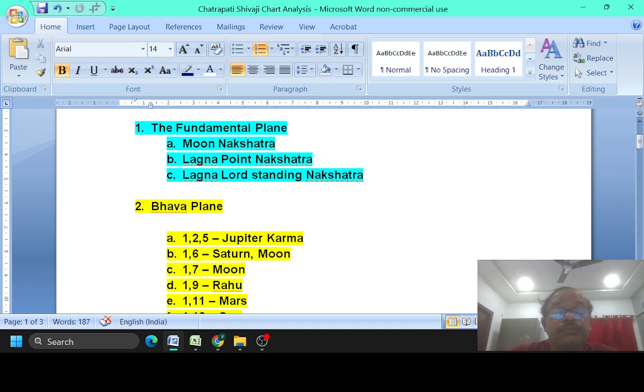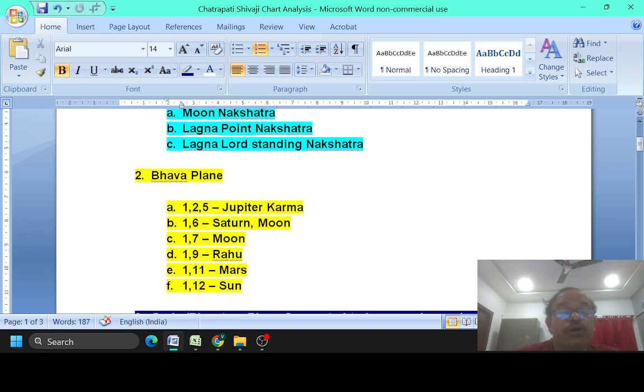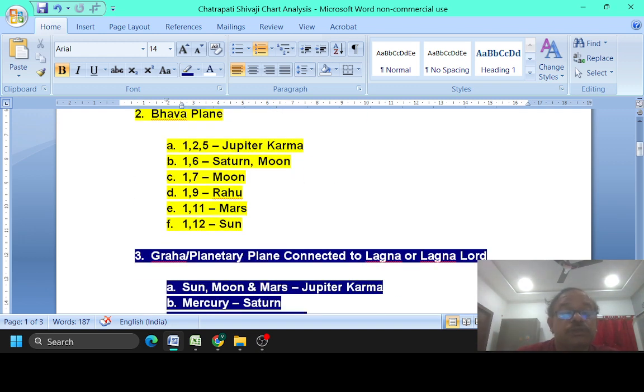Some people may have all three of them as Moon karma, or all of them as Sun karma. That means they have a dominant karma of a given planet. So that is the fundamental plane, which is called the most important plane. And the next priority goes to the Bhava plane, where we will identify bhavas, starting from the ascendant zodiac, the ascendant house.